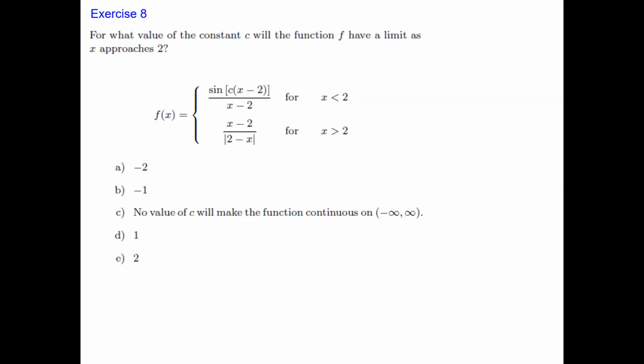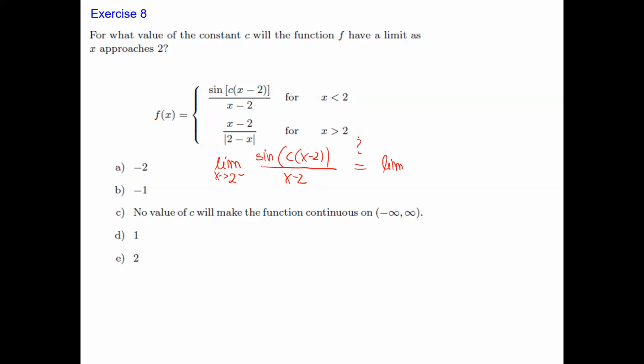So we definitely see on the left-hand side at 2, that formula, and on the right-hand side at 2, this formula. The function is not defined at 2. We have no value. But even if we have no value, the open dot, we may have a limit. What we have to check is if the limit as x approaches 2 from the left-hand side, sine of c(x minus 2) over x minus 2, must be the same.